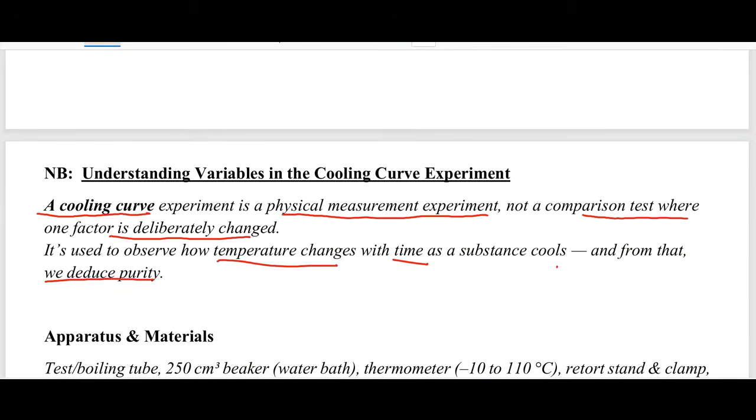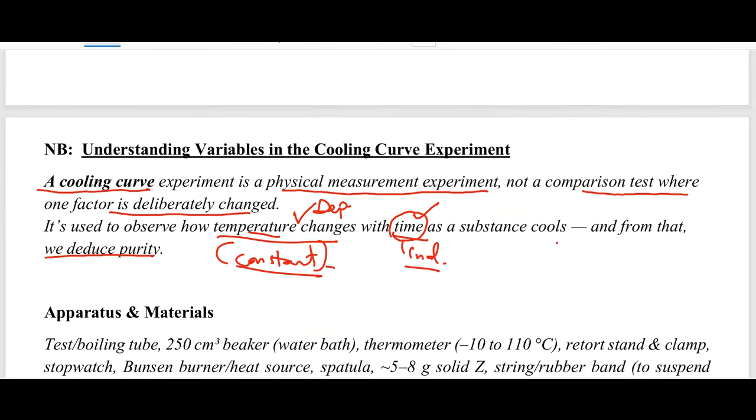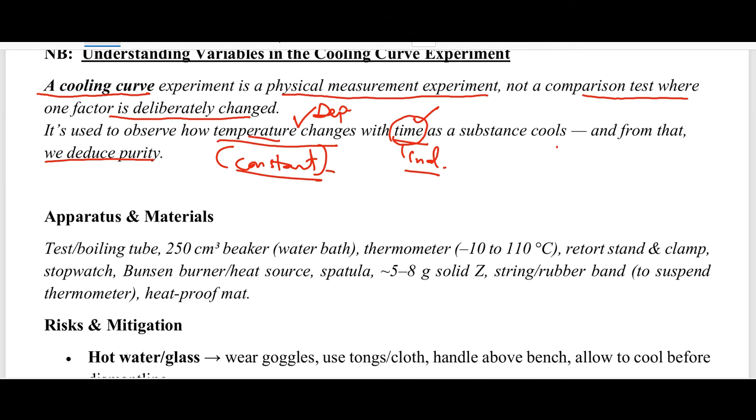So in cooling curve experiments, those are the key things that you are looking at. What happens to the temperature, how temperature changes as time goes on. That's why we have seen that in time, the time is our independent, while the temperature is our dependent, and then all other things are kept constant. So that is the key thing that we have been looking at in cooling curve experiment. Then the apparatus and materials that we need.